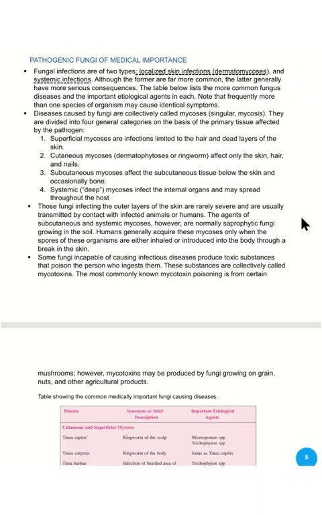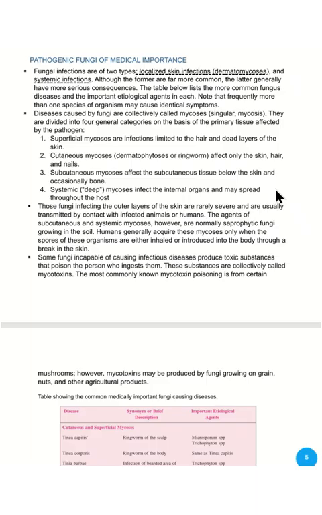Is it on the surface? Is it cutaneous or subcutaneous? Or is it systemic? So we have four types of infections. Superficial mycoses are infections by the type of fungi that affect the hair and the dead layers of the skin. Cutaneous mycoses, and these are examples of ringworm, affect the skin, hair, and nails. So they go deeper, not only the superficial part.